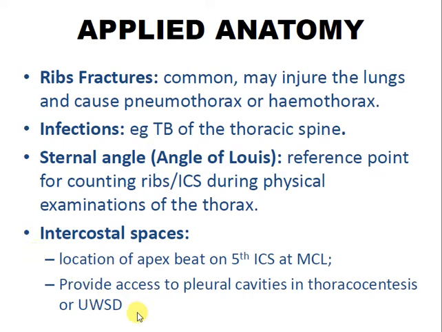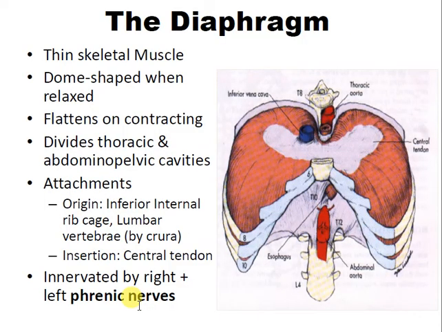So when we are doing thoracentesis, that is, the procedure of removing fluid from the thorax, we need to know about the intercostal spaces. We have specific intercostal spaces where we do thoracentesis. Let's discuss a little about the diaphragm.